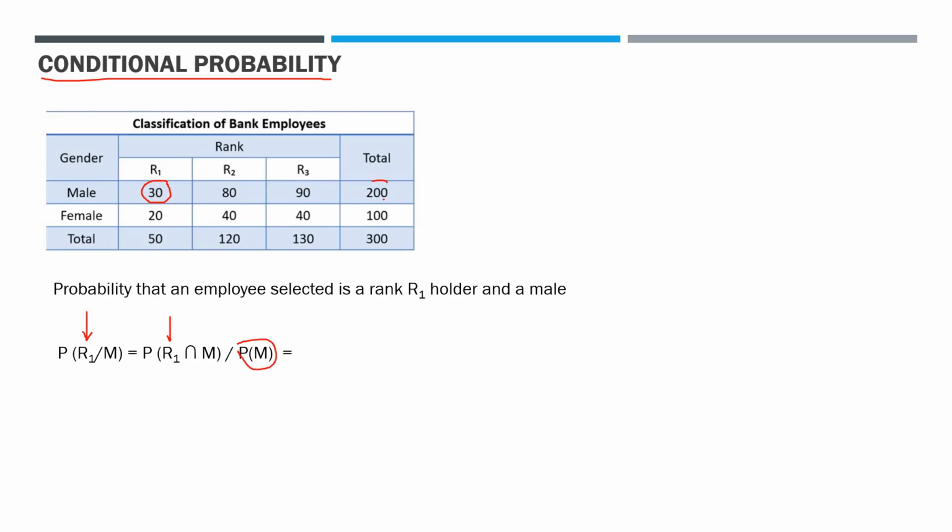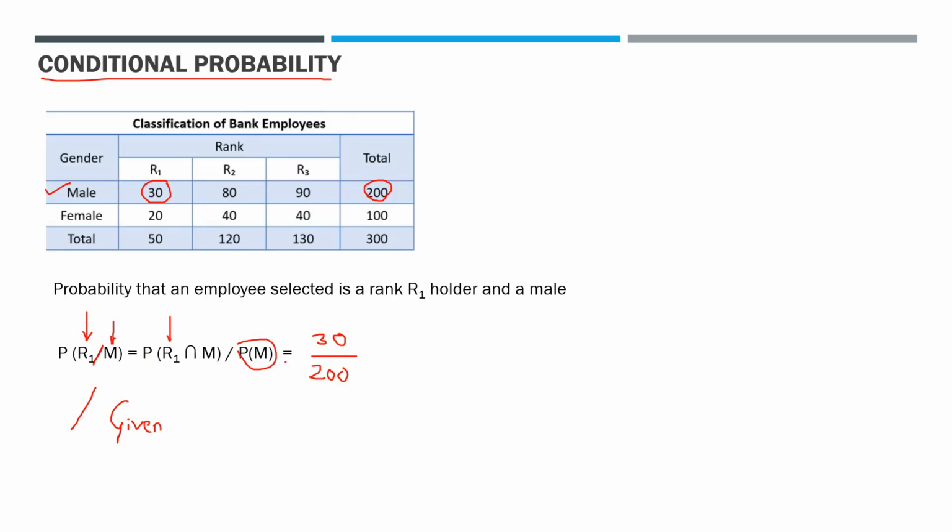Okay, so out of 200 only, this comes out to be 30. 30 are the rank 1 holders from the male, and what is the total male? So that is only 200. So the condition here is that we want only the male employees. And this sign here, what does it denote? It means "given". So we have to find the probability that we want a rank 1 holder given they must be male employees.